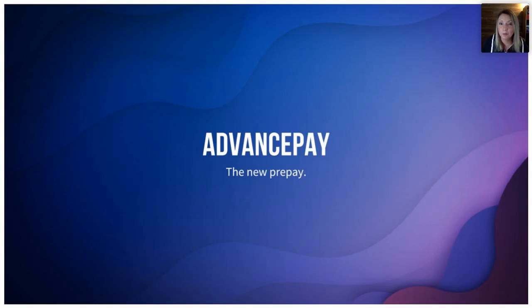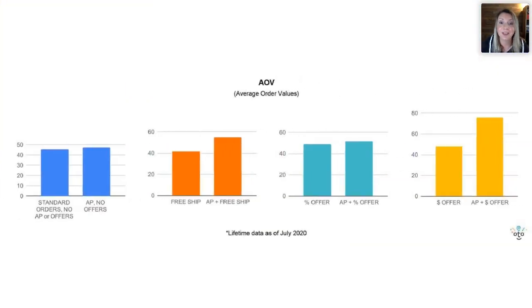Only those people who make an advance payment will have that offer applied when they go to check out in the final shopping cart. So it's pretty smart, and it works really great. And this is the biggest reason why I love it, because lifetime data as of this summer looks like every time an advance pay offer is applied towards an order, the average sale amount is always much larger.